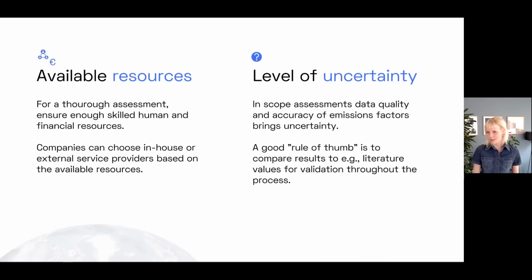And then lastly, the level of uncertainty. As in all calculation assessments, the data quality and accuracy of emission factors will bring some uncertainty to the results. However, there is a good rule of thumb: you could compare your sub-results to, for example, literature values, so that you can validate that you have used the correct kind of data, that you haven't forgotten any zeros in your activity data values, and that the emission factors seem to be reasonable.